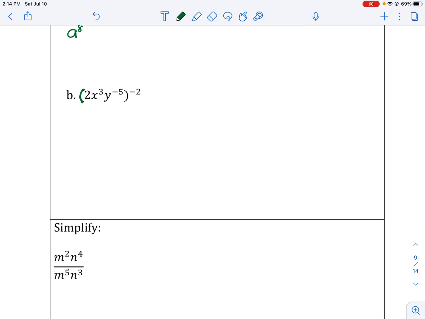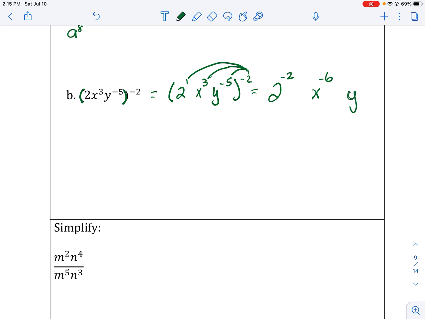So, power to a power. Here we go. I'm going to rewrite this and give everything an exponent. 2 to the 1st, x to the 3rd, y to the negative 5th, all to the negative 2nd. When I have a power to a power, I distribute and multiply exponents by other exponents only. So I have 2 to the negative 2, x to the negative 6th, because 3 times negative 2 is negative 6, and I have y to the positive 10, because negative 5 times negative 2 is a positive 10.